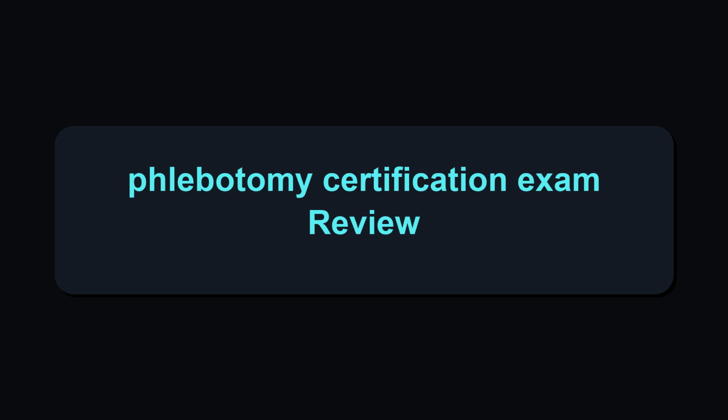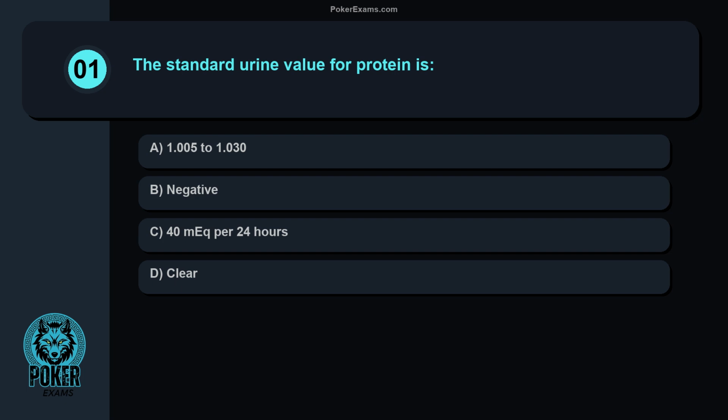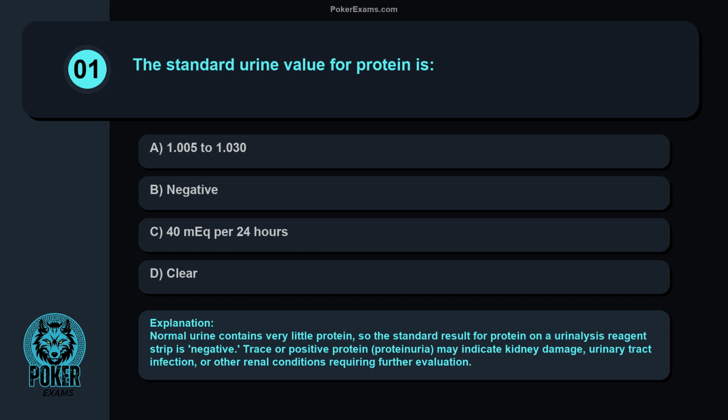Phlebotomy Certification Exam Review. Question 1. The standard urine value for protein is: 1.005 to 1.030, negative, 40 milliequivalent per 24 hours, clear. Normal urine contains very little protein, so the standard result for protein on a urinalysis reagent strip is negative. Trace or positive protein, proteinuria, may indicate kidney damage, urinary tract infection, or other renal conditions requiring further evaluation.